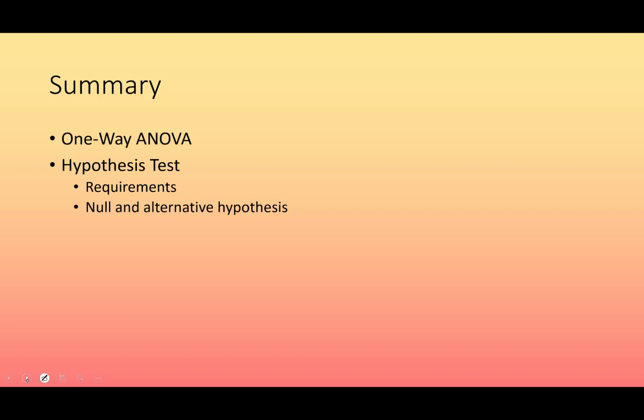Alright, so what we looked at in this video was what a one-way ANOVA test is, what it does for us. And then we looked at how to set up a hypothesis test for it. So we looked at the requirements, what the null and the alternative hypothesis would look like, and then we looked at how to use StatCrunch to find the test statistic and the p-value.